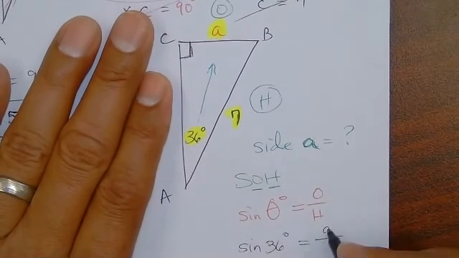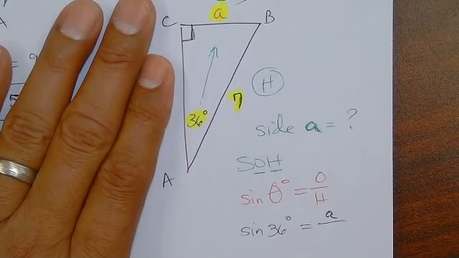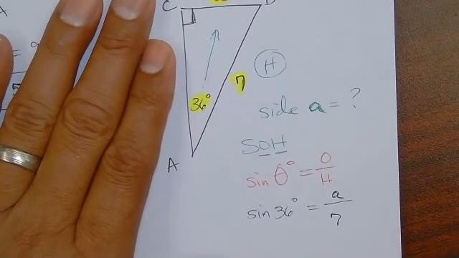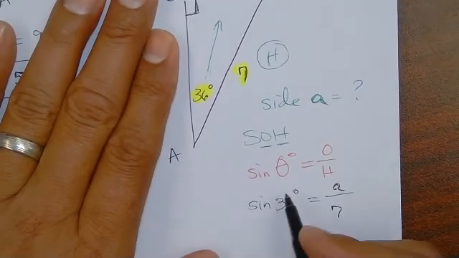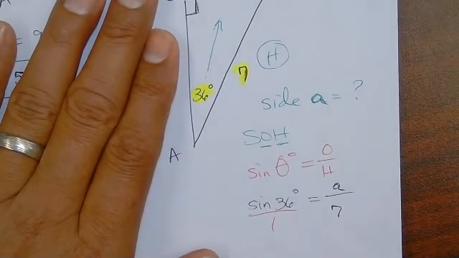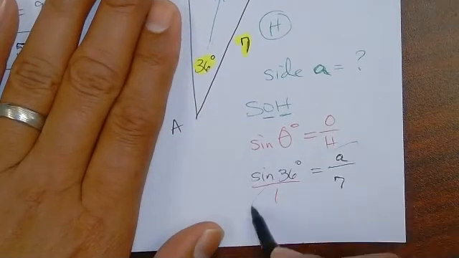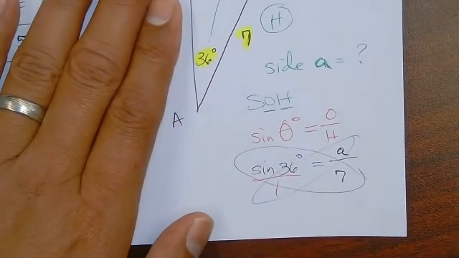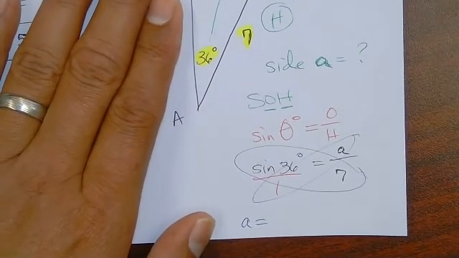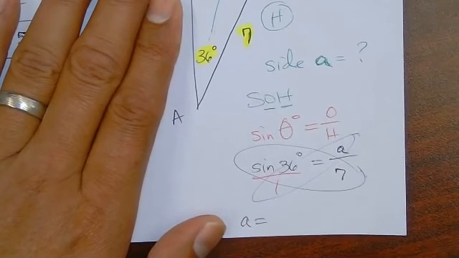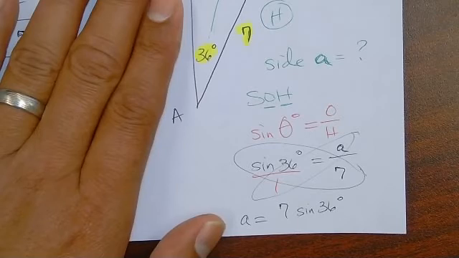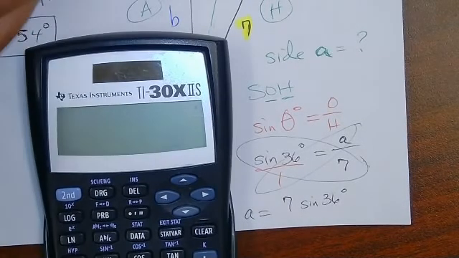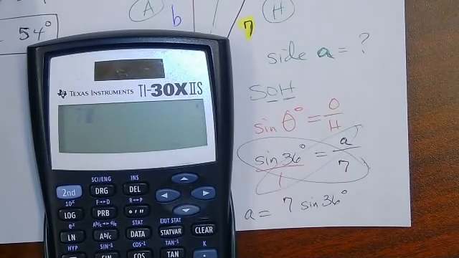Sine of 36 degrees is equal to, what's the opposite? A over H, 7. And then we know how to solve this, right? This is what we've been doing. We make a proportion. We put a 1 under this. When you cross multiply, does everybody agree? You cross multiply, you're going to get A is equal to 7 times sine of 36.